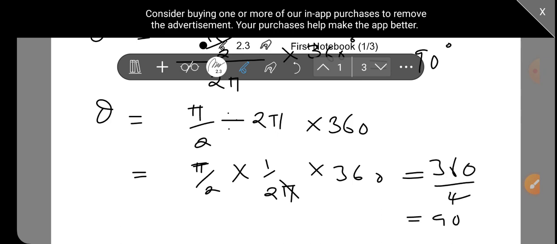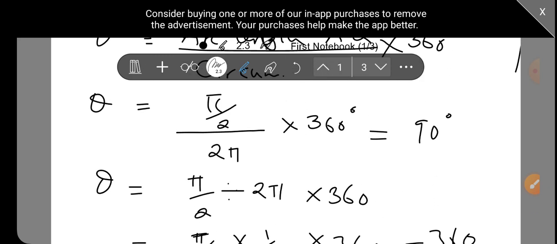All right. So what I'm saying is, so yeah, that's 90. So what are we saying?